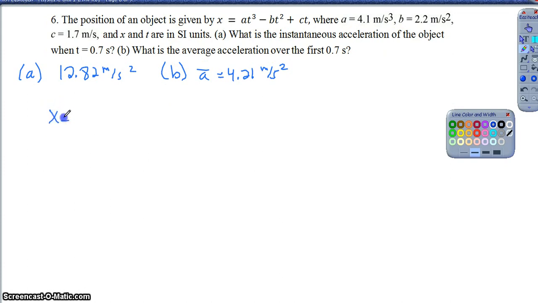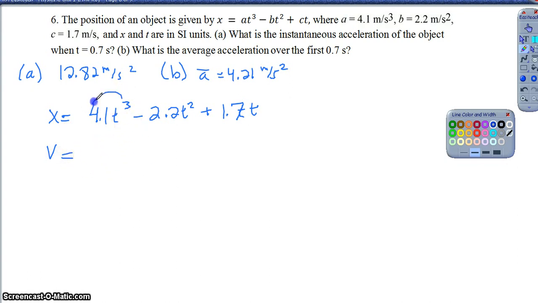Okay, so I'm going to start by just filling in my measurements, right? So I've got 4.1 t to the third power minus 2.2 t squared plus 1.7 t. Okay, that's a 7, not a 2, by the way. So that's the position function. I'm curious about the acceleration and the average acceleration. So in order to find the instantaneous acceleration, I need the acceleration as a function. So I need to get there by differentiating a couple times. So I'm going to find the first derivative, which will be my velocity function.